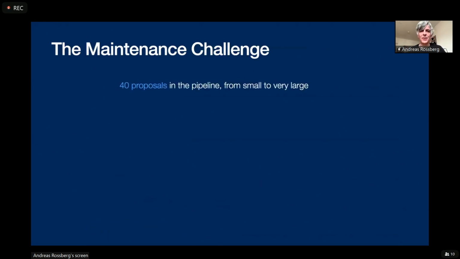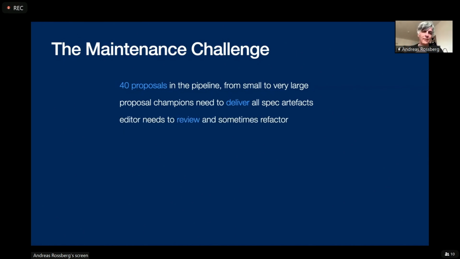It's a challenge because WebAssembly development isn't finished. There are more than 40 proposals in the pipeline right now, ranging from really small, just a couple of instructions, to really cross-cutting things. For all of these, you have to deliver all these spec artifacts, or extend all the artifacts. We have to review them all and sometimes refactor. And after that, these volunteer academics have to pick up the pieces and keep up with the mechanization.